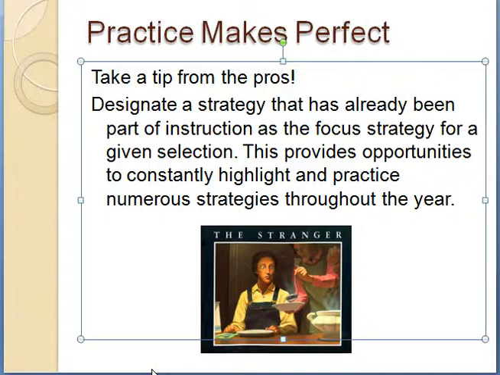Imagine the amount of practice that students would get with these key strategies over the course of their elementary careers while using this series. You could easily adopt this policy for strategy instruction with your students, even if you're not using the Houghton Mifflin series.